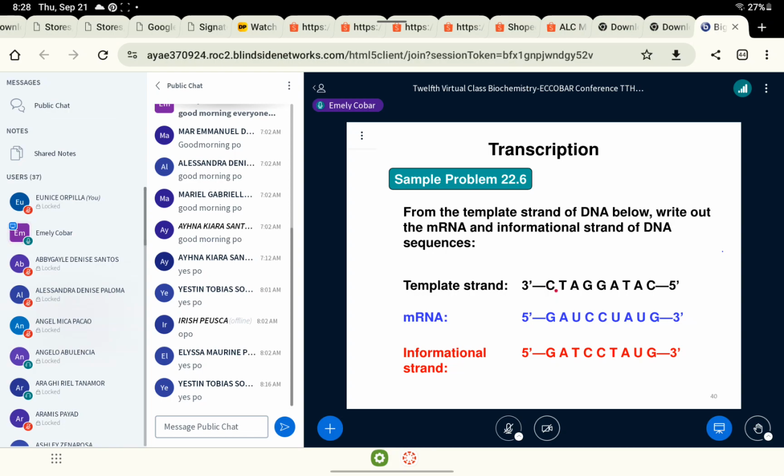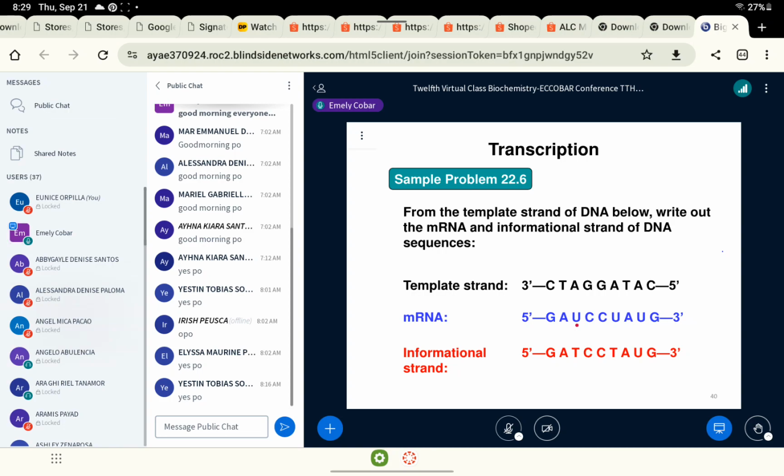So, there is C in the template strand, G ang kapartner nun, ka-complementary nun. There is T in the template strand, then A in the mRNA. You have A in the template strand, A pairs with T, sabi natin. But then, since there is no thymine in RNA, but instead uracil, for A now in the DNA template strand, it will be uracil in the RNA. Okay? Am I clear on that, class?